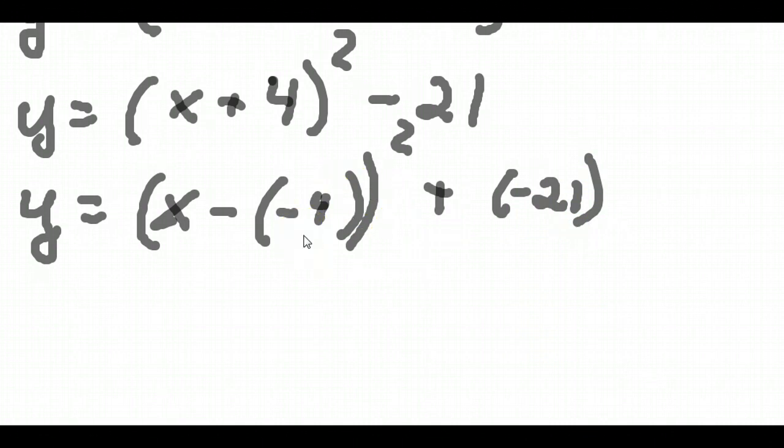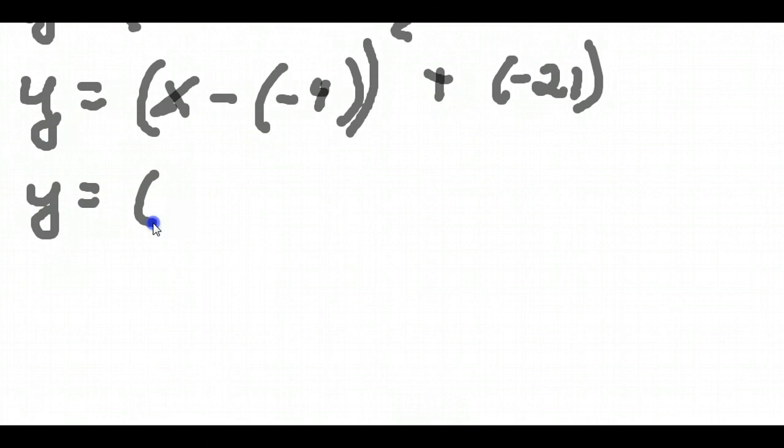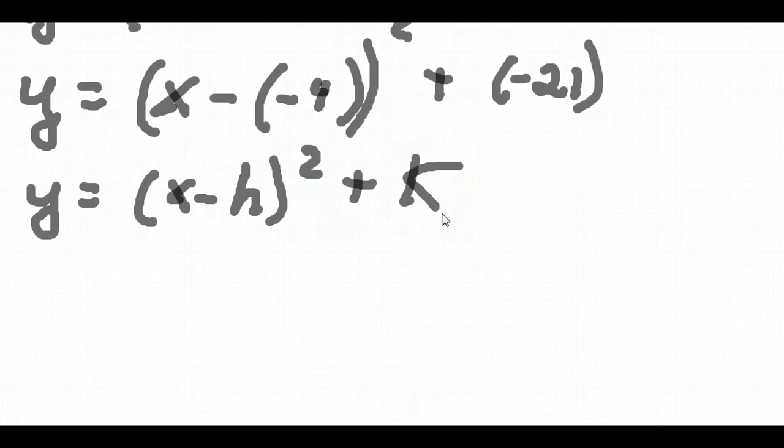So let's look at this. I'll read the whole thing again. y equals open x minus a minus 4 close squared plus a negative 21. And now that matches our y equals open x minus h close squared plus k. So from this equation, we're able to determine what all the pieces are. We can determine what our x is, what our h is, and what our k is. So let's go through this.